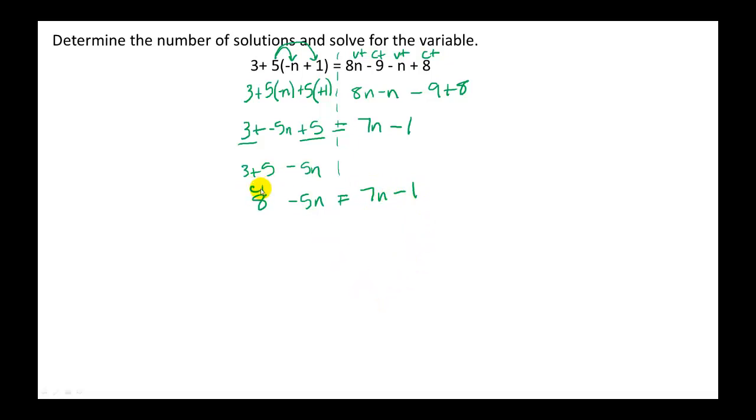We have a constant term, a variable term, and that's equal to a variable term and a constant term. We need to have a variable term equals a constant term. That way we will have our n equaling some value. Before we get to that, we should determine the number of solutions. So on the left side we have a negative 5n, and on the right side we have 7n. Our variable terms are different, which means there will be one solution.